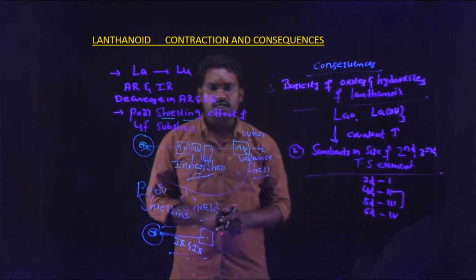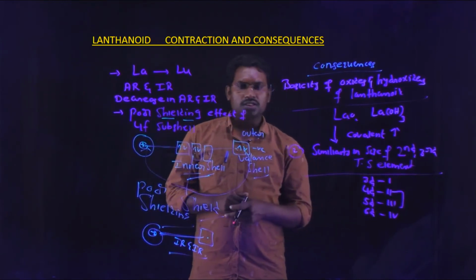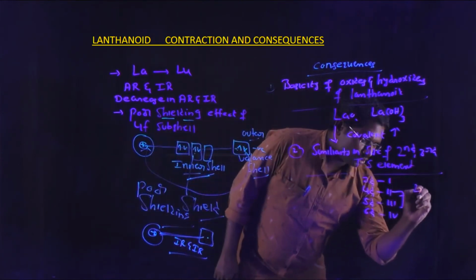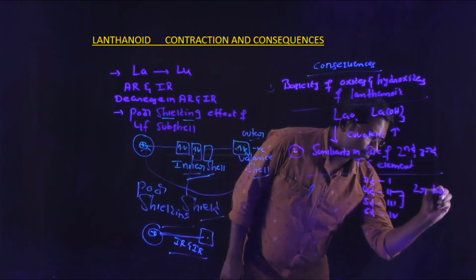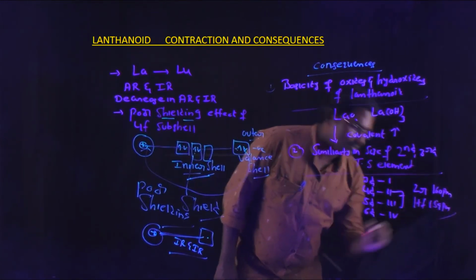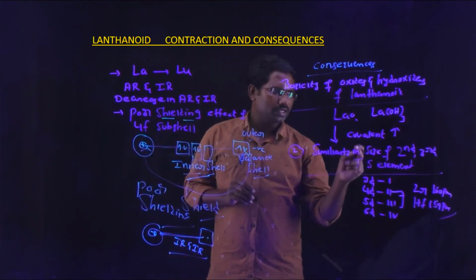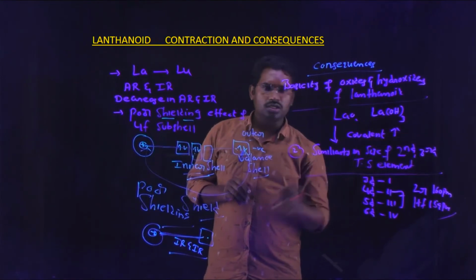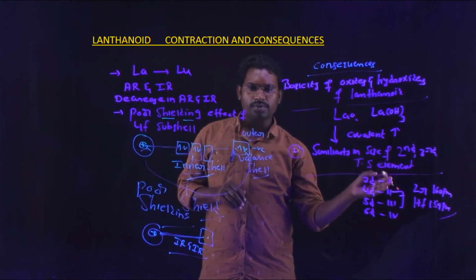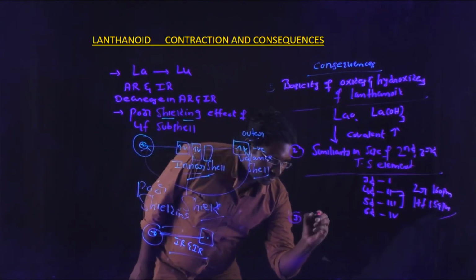Due to lanthanide contraction, some of the elements present in the second and third transition series have the same atomic radii and ionic radii. In the case of zirconium, it has a 160 picometer bond length, and hafnium has a 159 picometer bond length. So due to the lanthanide contraction, the elements in the second and third series have similar physical and chemical properties, the same atomic radii or ionic radii. And the final consequence is separation of lanthanides.